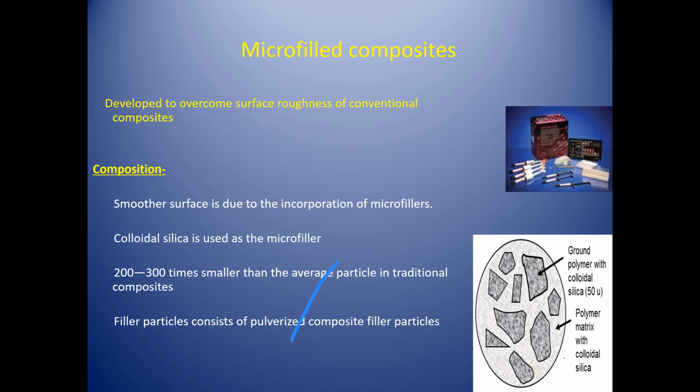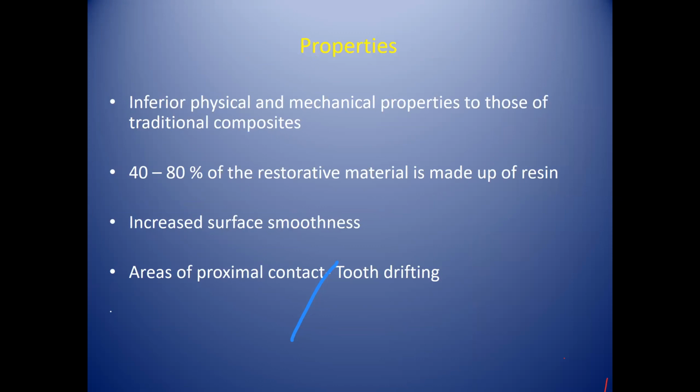Its composition: it has a smoother surface due to the incorporation of microfillers. Colloidal silica is used as microfiller, 200 to 300 times smaller than the average particle in traditional composite. Its properties are inferior physical and mechanical properties to those of traditional composite due to smaller filler particle size. 40 to 80% of the restorative material is made up of resin.